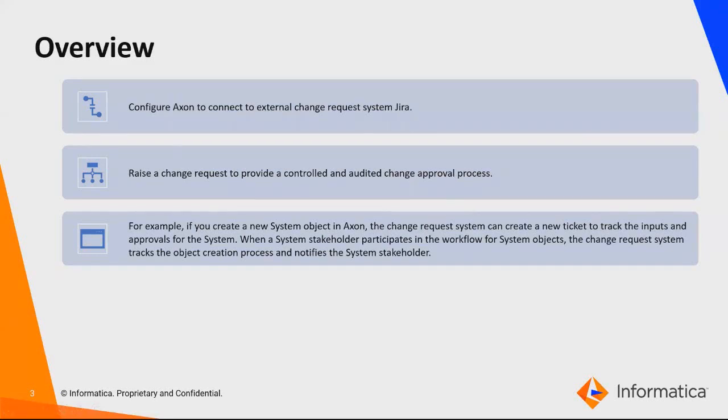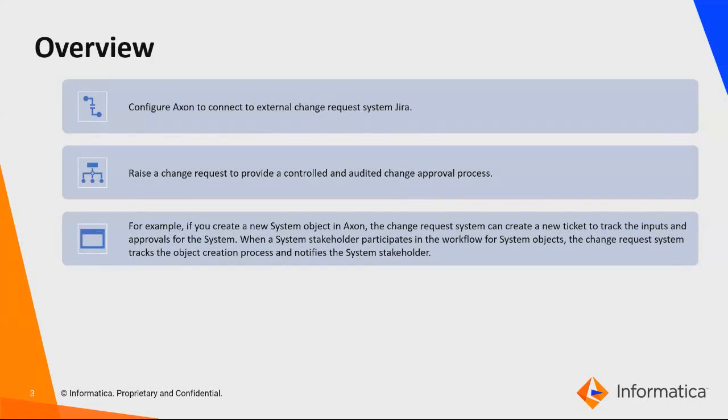Now let's consider a whole new scenario where a user creates a new system object in Axon. The change request system can create a new ticket to track the input and approval for the system. When a system stakeholder participates in the workflow for that specific system object, the change request system tracks the object creation process and notifies the stakeholder. So here, the stakeholder for the system can help to keep track of all such processes.